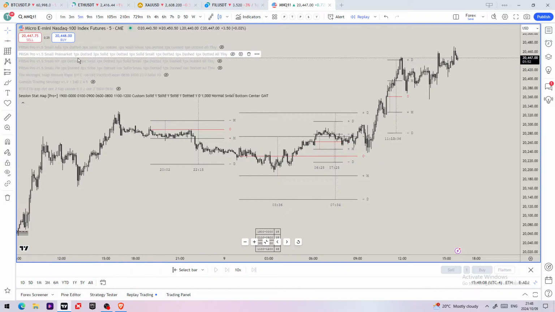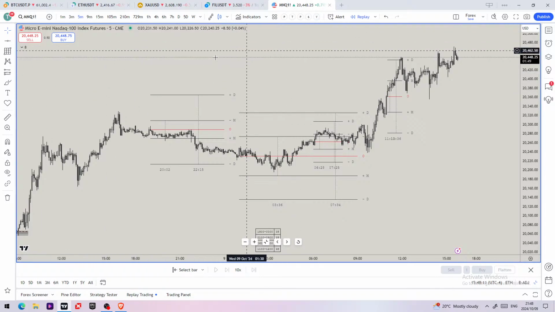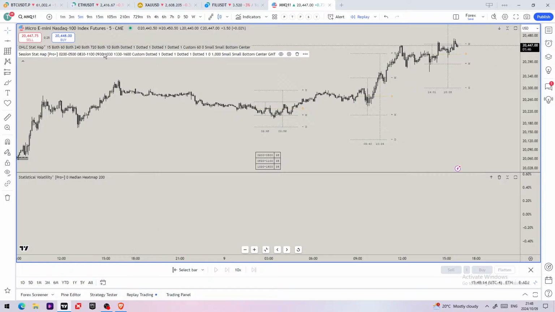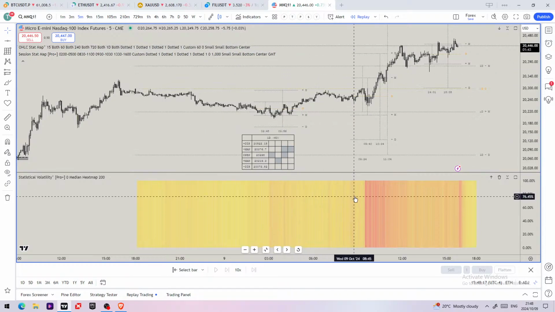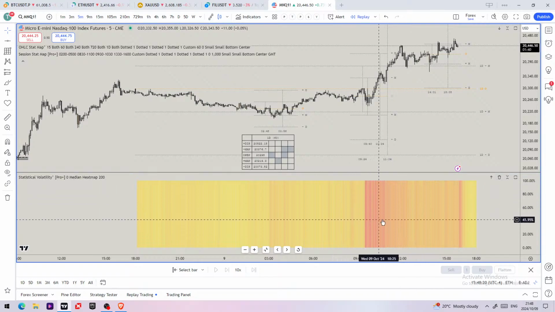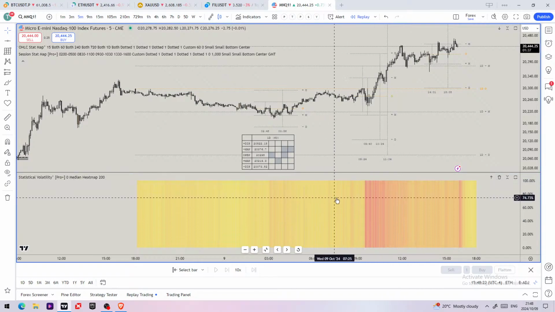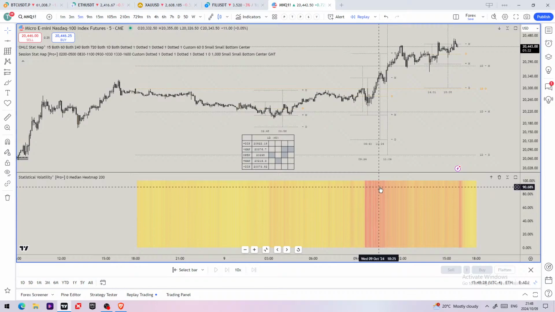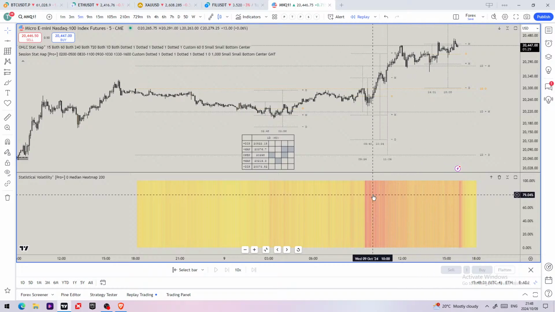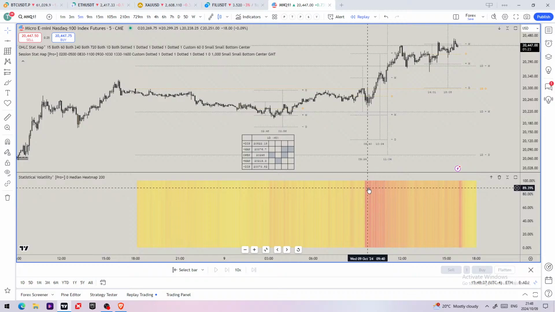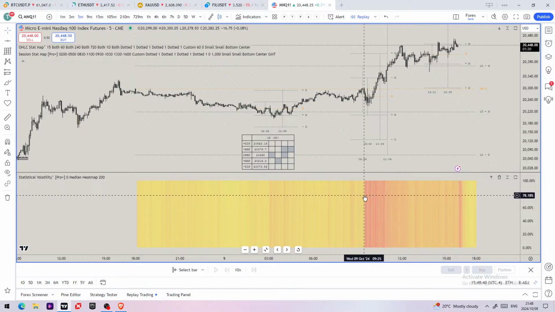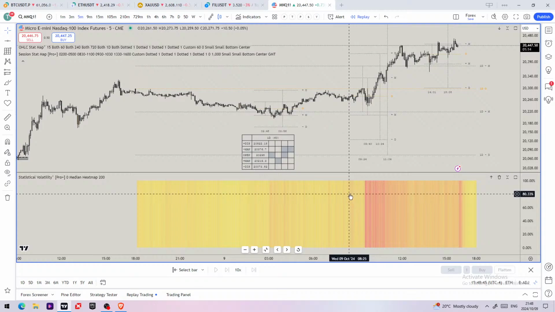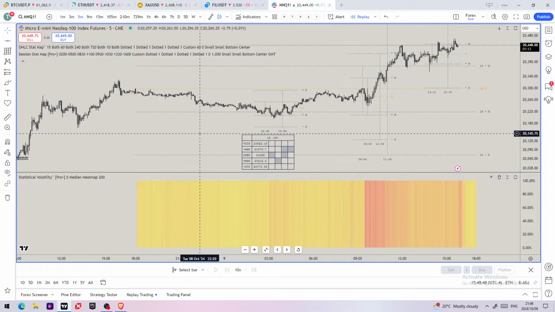Right, it'll give you access to the open, high, low, close stat map. It will give you access to the session stat map, and then the newly added statistical volatility indicator, which I'm still trying to get my head around. Based on a heat map or a bar chart if you choose, it gives you the statistical times that volatility is expected in the market. The darker times mean more volatility, the lighter times mean less volatility. So you're getting a complete package inside here.